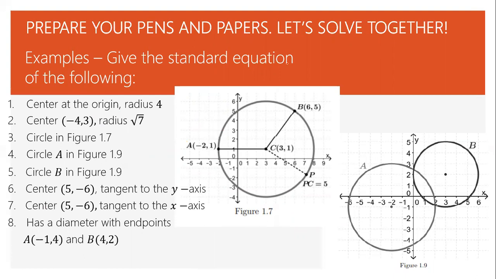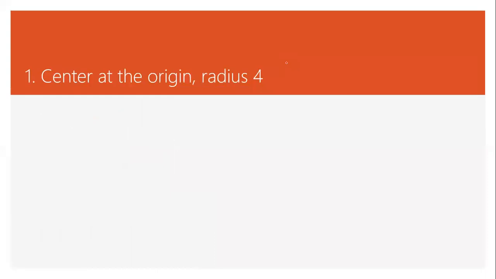Okay, let's try solving together. Number one, center at the origin, radius is equal to 4. So since our center is at the origin, that's C(0, 0). So h is 0 and k is equal to 0, while our radius is equal to 4.